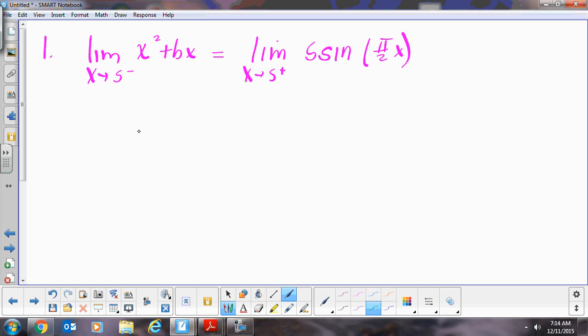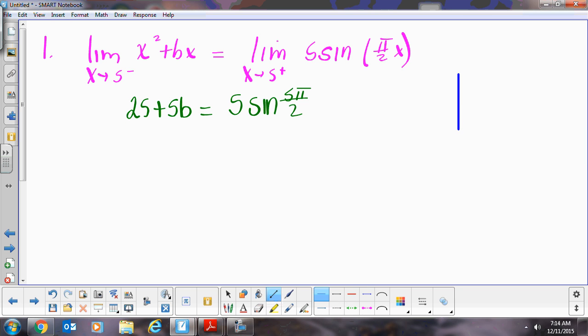It goes fast if you answer my questions. We're going to substitute. That's going to be 5 from the left, so that's going to be 25 plus 5b is equal to 5 times sine 5 pi over 2. Now, how do you do sine 5 pi over 2? What is that mixed number? 2.5.